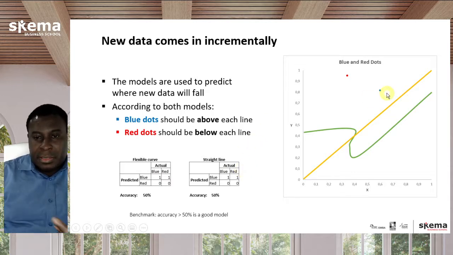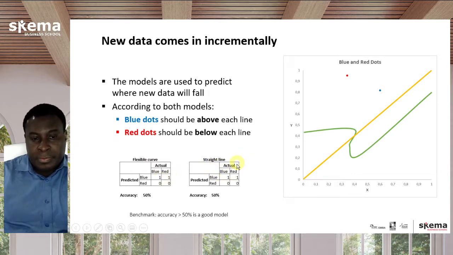Okay, the second one here is a blue. So everything above the line is blue. It's predicted blue, so that one's correct for both of them. So both of them now got the second one correct as a blue. Let's go to the next one.